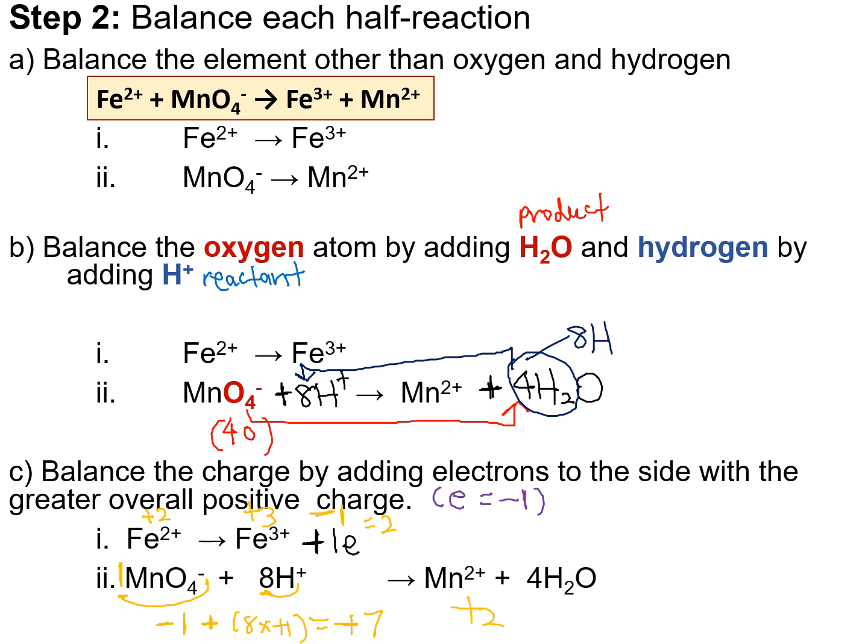So bila you nak balancekan charge, you kena add electrons. So bila electrons ni dia carry charge negatif, makanya you boleh tambah 5 elektron di bahagian reactant. Sebab bila you tambah 5 elektron kat bahagian reactant, 5 kali -1, -5 kan. So 7 tolak 5 dapatlah 2. So sekarang balance sudahlah charge di half cell equation yang kedua.